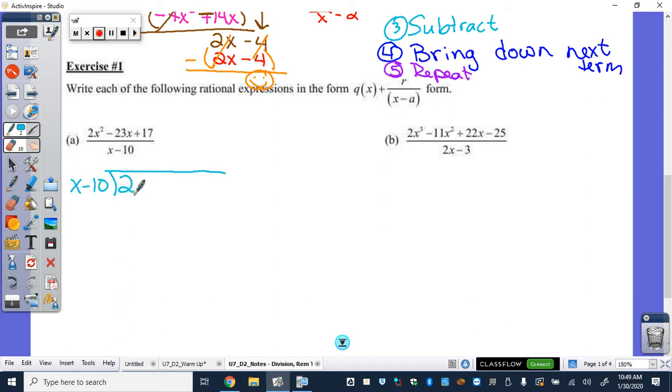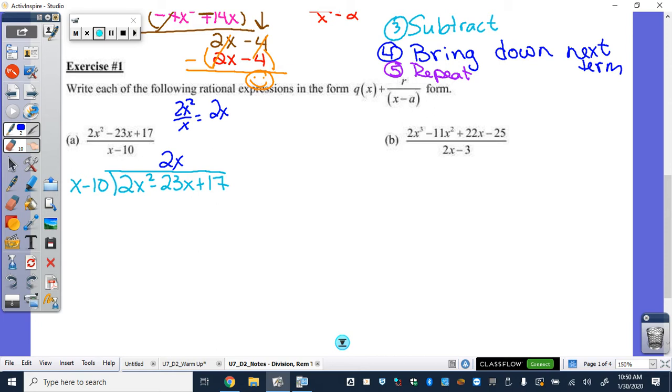So again, we'll set up our long division bar. I got my x minus 10 on the outside. That's my divisor. My dividend's going underneath, 2x squared minus 23x plus 17. So again, our first step, take those first terms, so our 2x squared and our x, and divide those. What do we get when we divide those? 2x. That's our first part of our quotient.